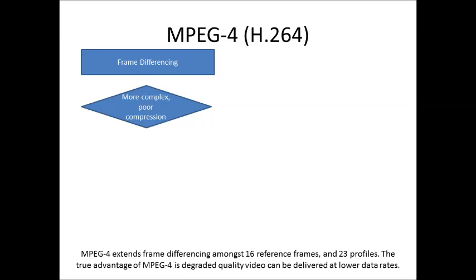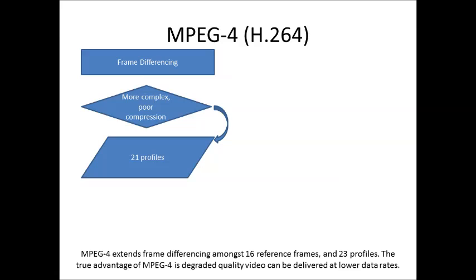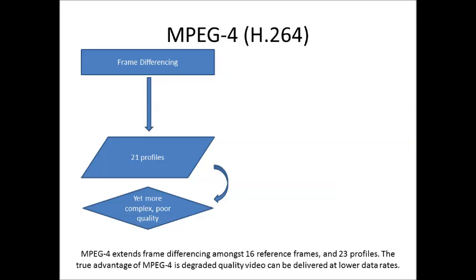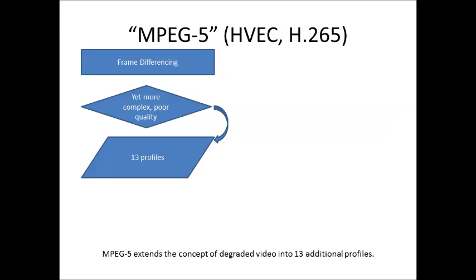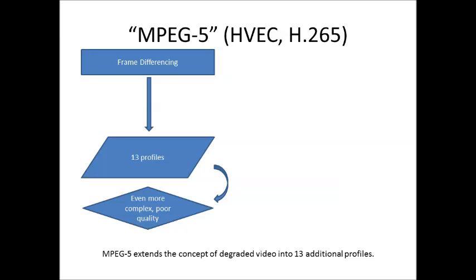MPEG-4 is motivated by a desire for lower data rates than can be delivered by MPEG-1 and MPEG-2. A family of 21 algorithmic profiles is defined, pushing the complexity to new heights. MPEG-4 reaches lower data rates by sacrificing visual quality. The high-efficiency video codec proposes to cut data rates by half, regardless of computational complexity. No fewer than 13 additional algorithms are added. Indeed, lower data rates are obtained.